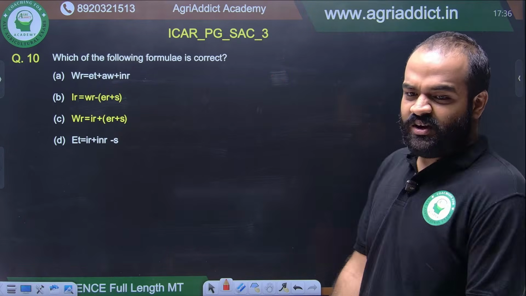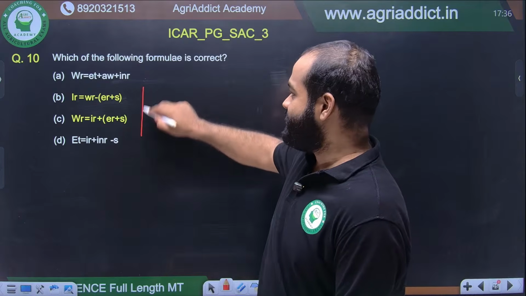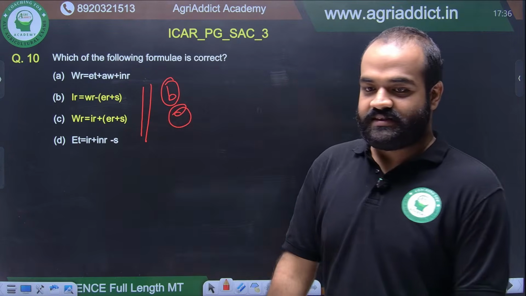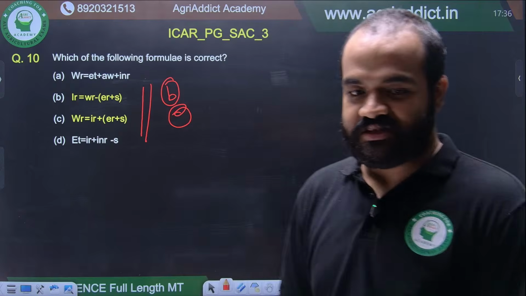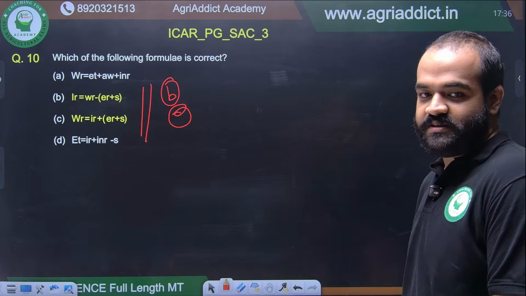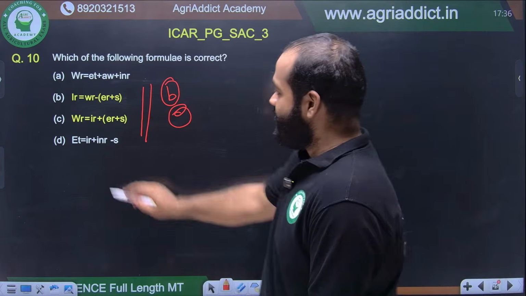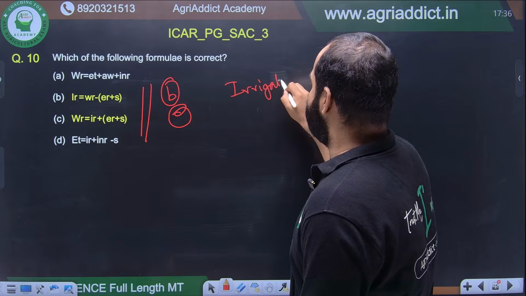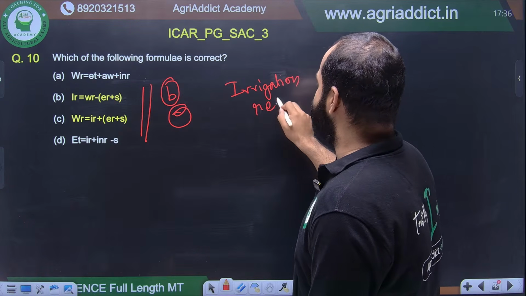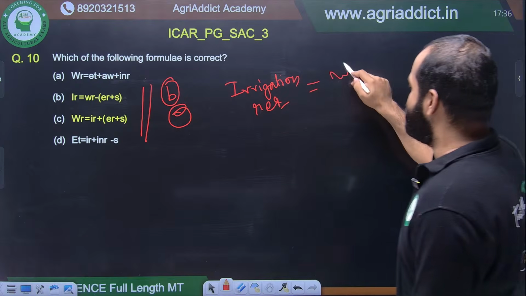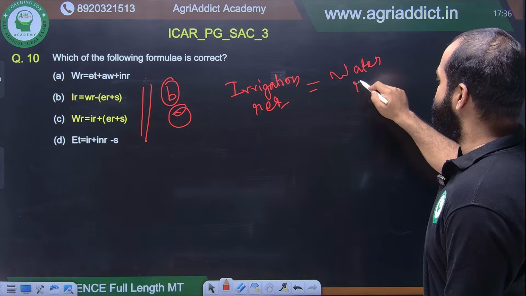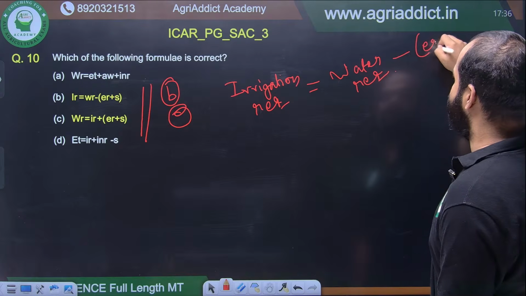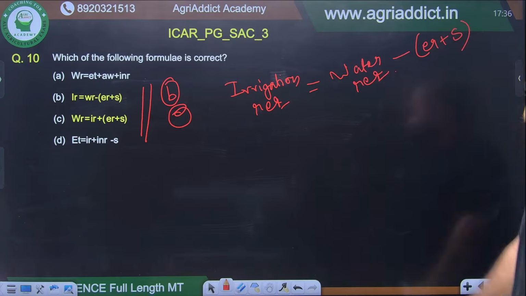So इसका आंसर होगा B and C both. If you see, the setter has mixed up the equations. Both option B and option C are correct. If you see, IR क्या है? IR is irrigation requirement, which is equal to water requirement minus effective rainfall plus water supplied by soil.